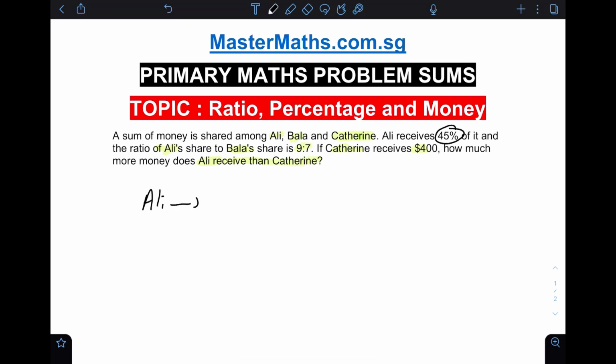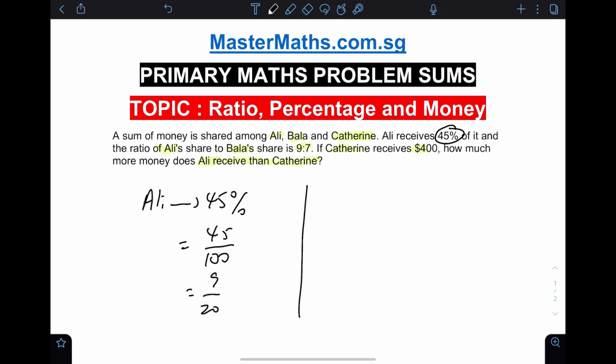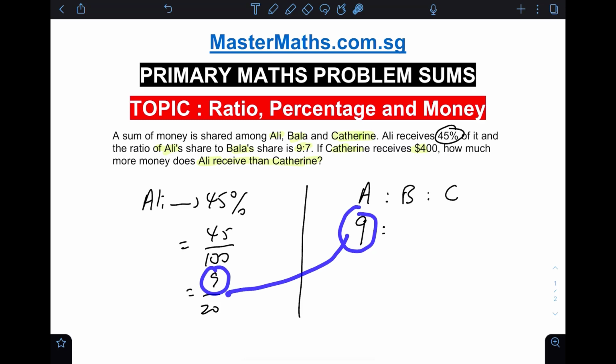So for Ali, he says 45%, which is 45 over 100, divide by 5, 9 out of a total of 20. So very nice. Ali is to Bala is to, we can develop for Catherine as well. We know that Ali got 9. According to this, 9 and 9, very nice, it's already the same. So if it's not the same, we need to make it the same. Okay, so Bala is 7, and the remaining will go to Catherine.